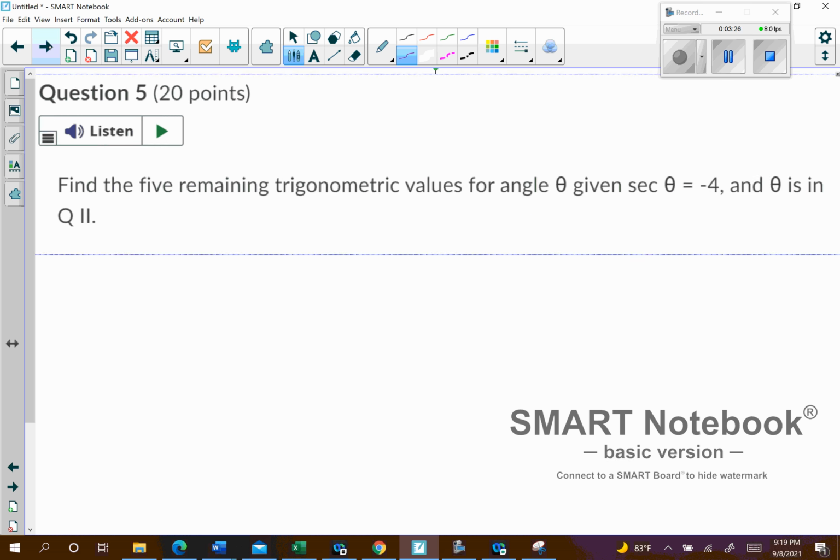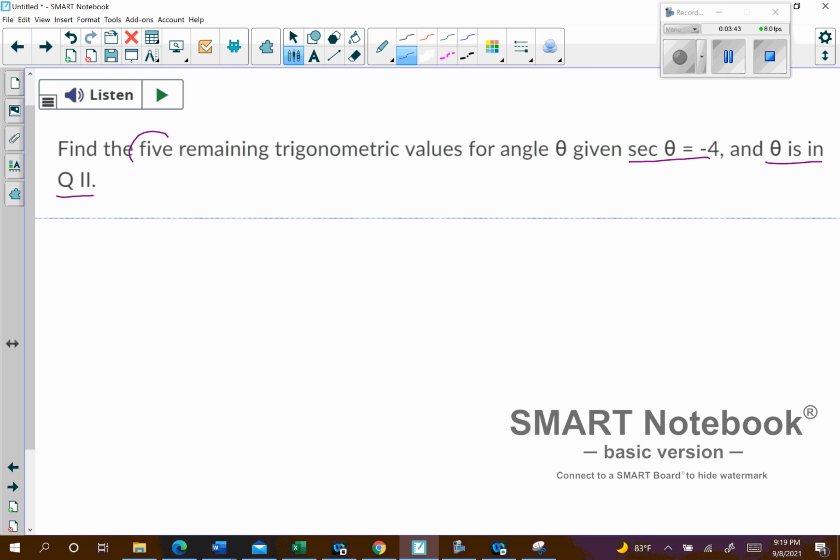Right here it says find the 5 remaining trig values for angle theta given that the secant is equal to -4 and that our angle is in quadrant 2. Pretty much the same question as the last one we just did, except that obviously they're asking you for 5 of them instead of just one. The easiest one to find would be the cosine. The cosine would just be the reciprocal of that, which would be -1/4. The reciprocal of secant is cosine, so you just flip it.